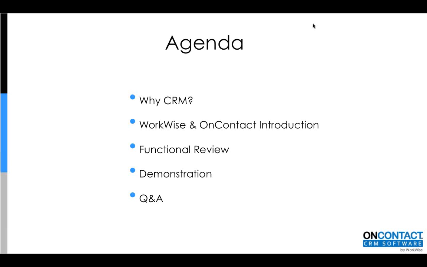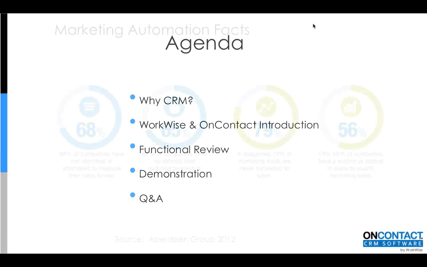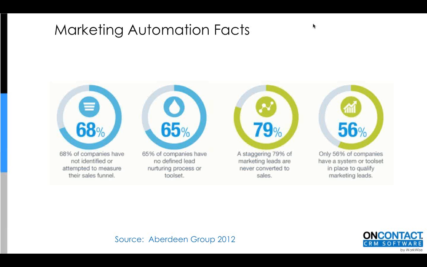So with that, let's step back and talk about why we are here, why we're talking about CRM. Did you know that 68% of the companies, according to Aberdeen, have not identified or even attempted to measure their sales funnel? 65% of companies have no defined lead nurturing process. A staggering 79% of marketing leads are never converted to sales, and only 56% of companies have a system or tool in place to qualify leads and move those forward.